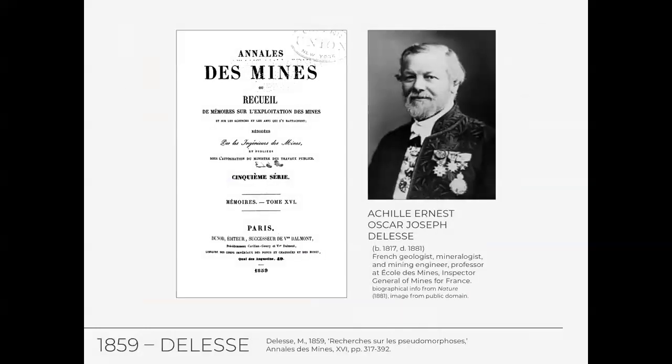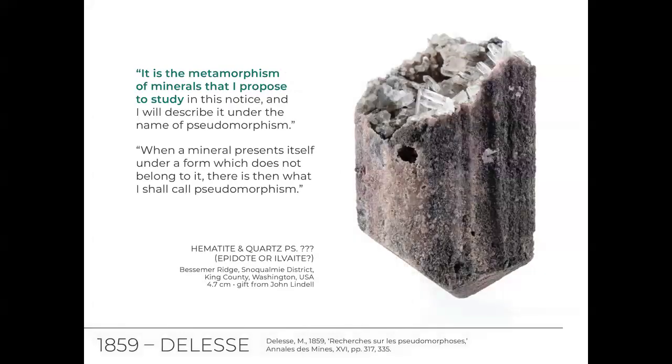Now, in 1859, Deleuze publishes the article Researches on Pseudomorphs. This is often cited as being authored by M. Deleuze, but I think that's a mistake and is probably referring to Monsieur Deleuze. If you go looking for it, I think you need to use the M because that's what everybody uses, but that's not his name. He equates pseudomorphism with metamorphism, distinguishing them as the change in minerals as opposed to the change in rocks.